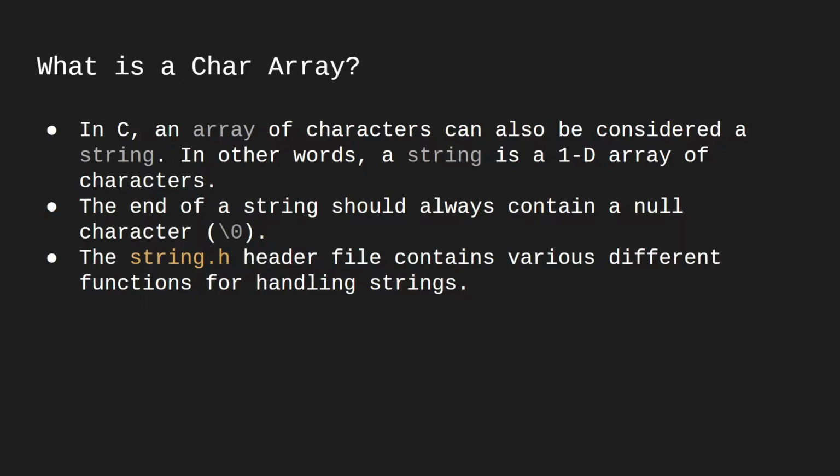Typically at the end of a string or an array of characters, it should contain something called a null character, which is noted here. The C standard library actually comes with a header that has a bunch of different functions for handling these char arrays or strings, and that is going to be the string.h header.